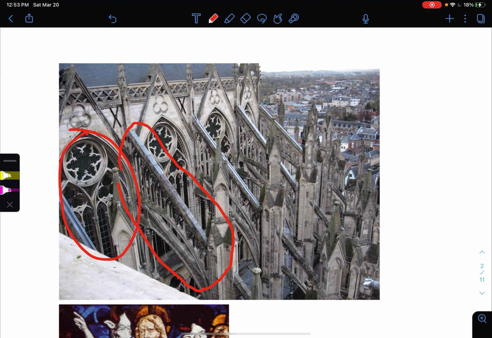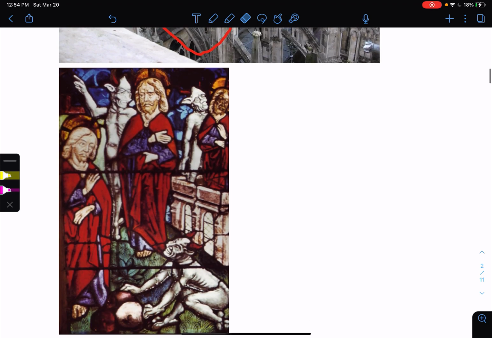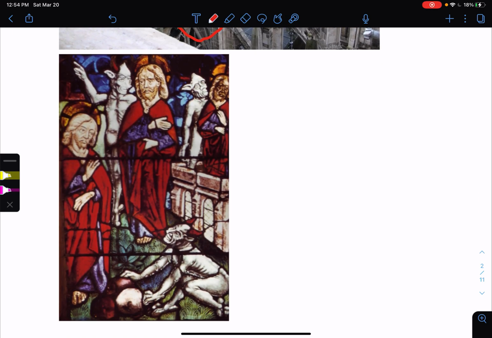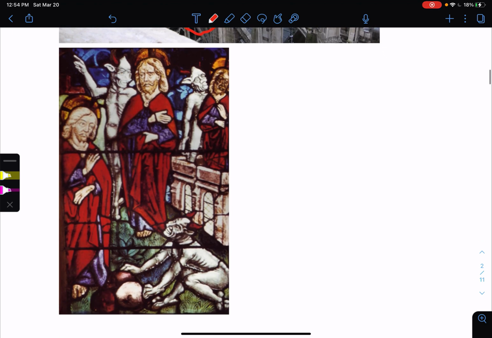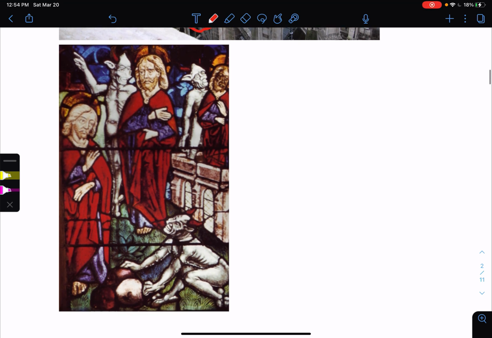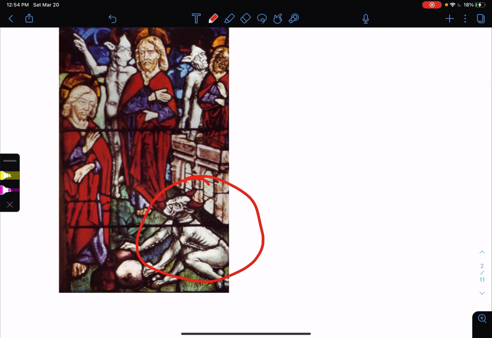Here's the stained glass again. They have these like spirals. Here's another example of, again, this is Gothic. Here's another example of stained glass. Very beautiful. And again, it teaches people about the Bible. A lot of the stained glass did include scenes like these because people needed to be aware of what might happen if you don't follow church teachings.